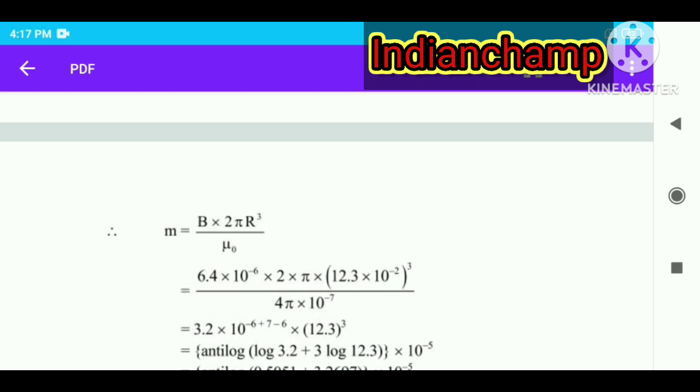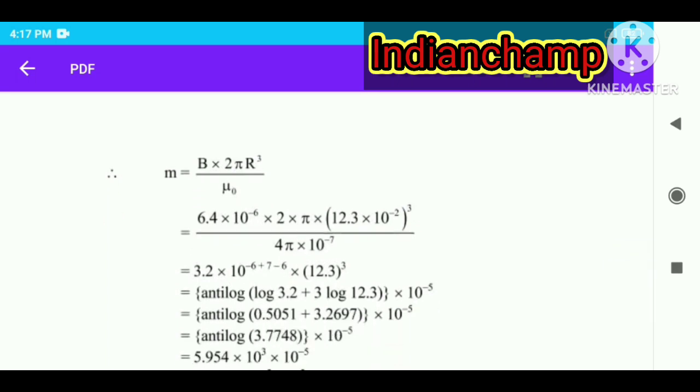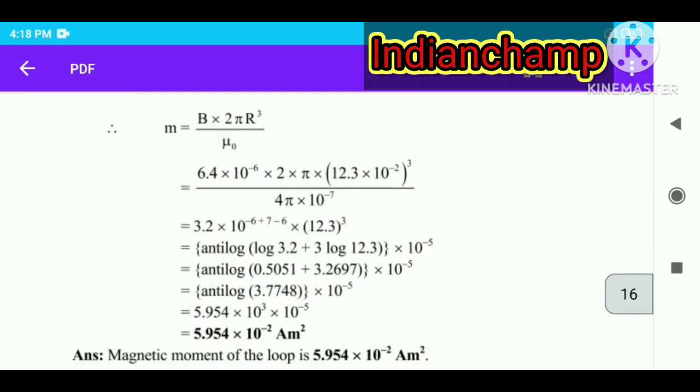M is equal to 6.4 × 10^-6 × 2 × π × (12.3 × 10^-2) whole cube divided by 4π × 10^-7, which is equal to antilog of [log 3.2 + 3 log 12.3] × 10^-5, which is antilog of [0.5051 + 3.2697] × 10^-5, which is antilog of 3.7748 × 10^-5.